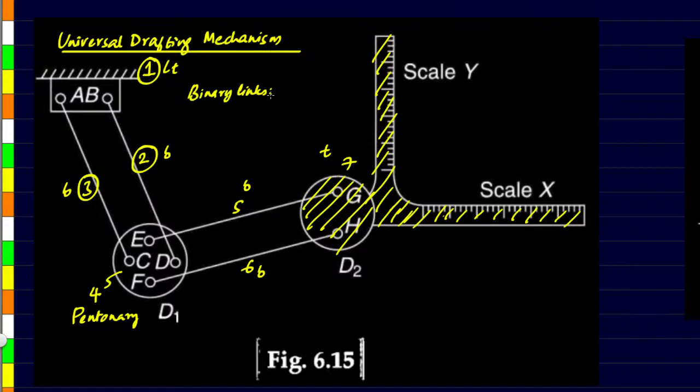Okay. So binary links, how many? 4. Binary links are 4. Ternary links? 2. Then pentenary link, 1. Then what about binary joints? I think there is no binary joint, sir. Here binary joint. This is also a binary joint. We have to see how many links are connecting at the joint. All these are binary joints. Here also the two, G and H, they are all binary joints. Okay. So 4 plus 2 plus 2. Total 8 binary joints.